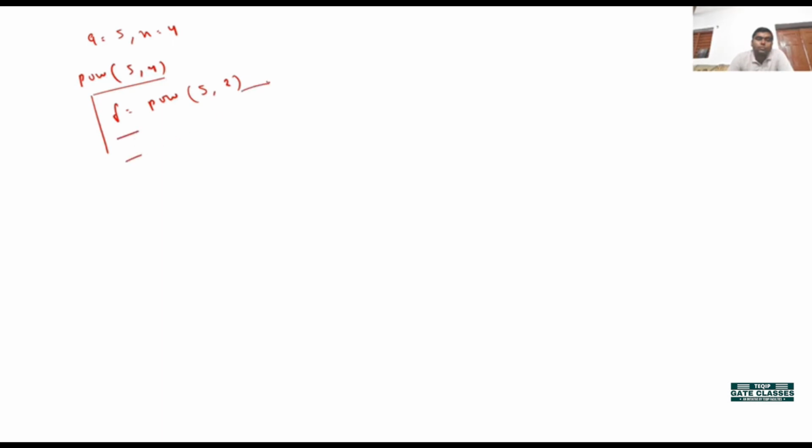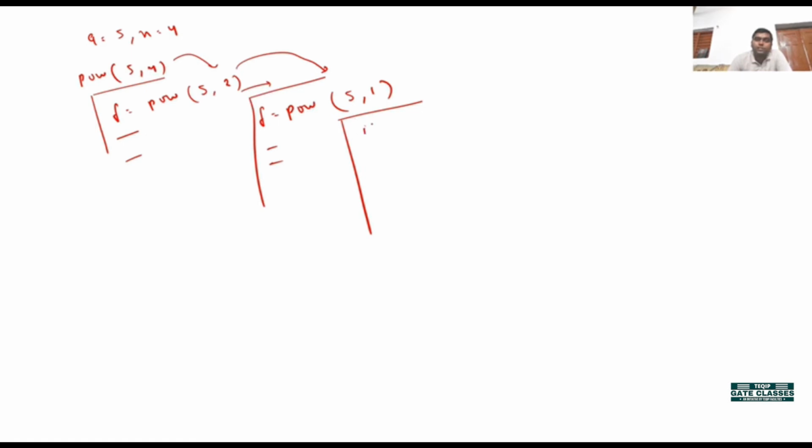Now come to this. Again n is not equal to 1, so simply f equals power of a, which is 5, comma n by 2. 2 by 2 is going to be 1. So here 2 steps are still pending. Now come to this part. The recursive call is going on: this is calling to this and this is calling to this. So with this initial condition, if n double equal to 1, return a. So return 5. This will return 5.